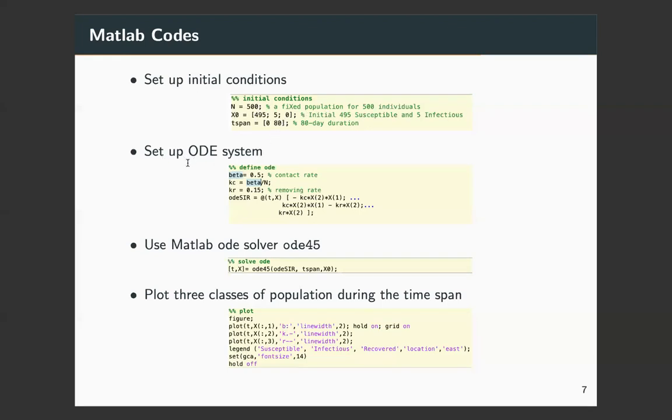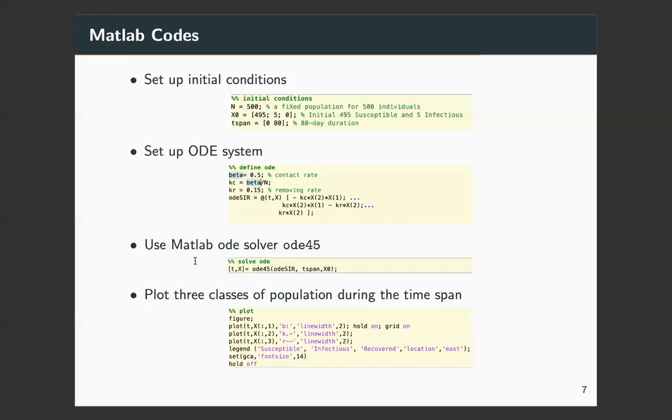The second step is to set up the ODE system. We should give the parameters beta and gamma. Here gamma is denoted as KR. And then we set up the ODE, where we put the right-hand side of the system of ODEs into an anonymous function. We have 3 equations, so actually we have 3 columns. So we write down all the formulas and put them into this ODE SIR.